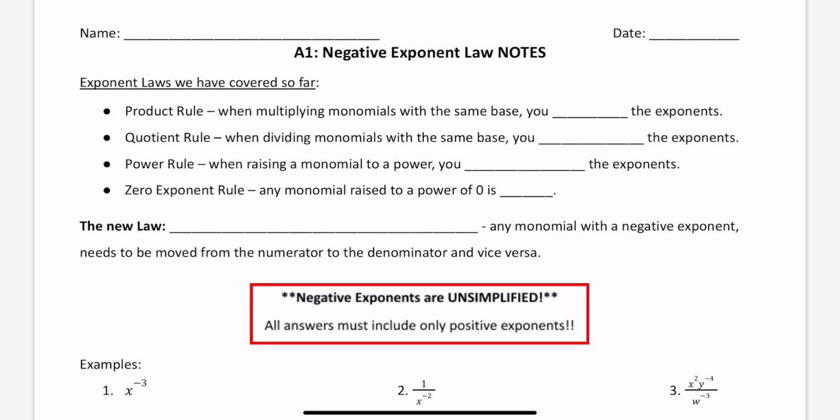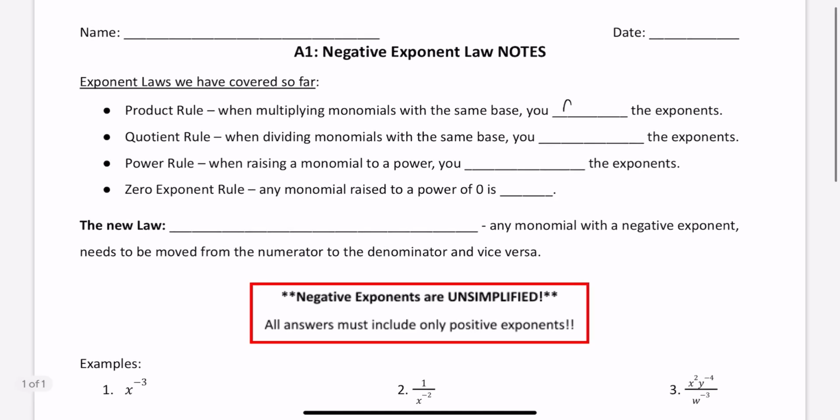Hey guys, today we're going to talk about the negative exponent law, or the negative exponent rule. We have so far covered the product rule, quotient rule, power rule, and zero rule. To go over those, the product rule says when you multiply like bases, you add the exponents. The quotient rule says when you divide like bases, you subtract the exponents.